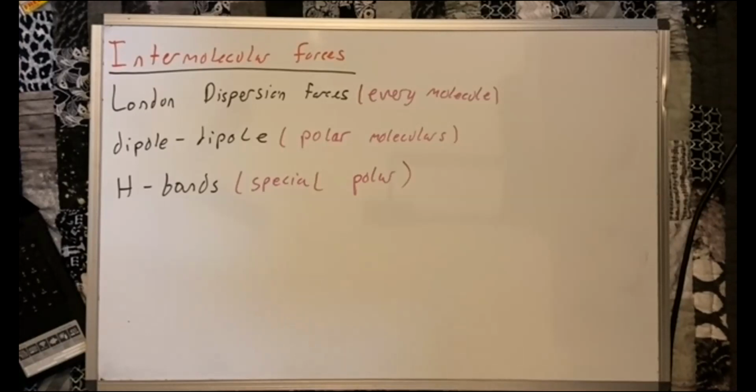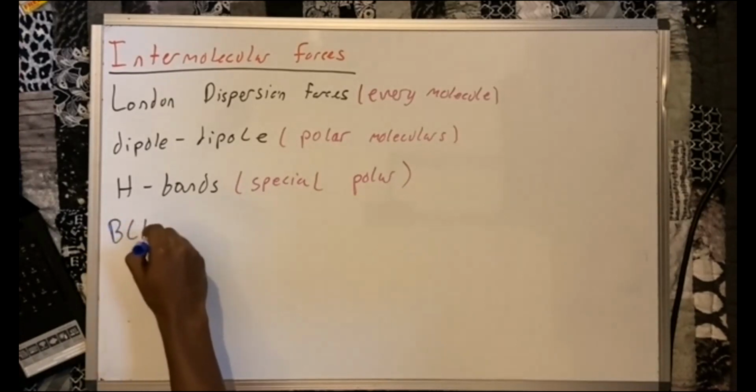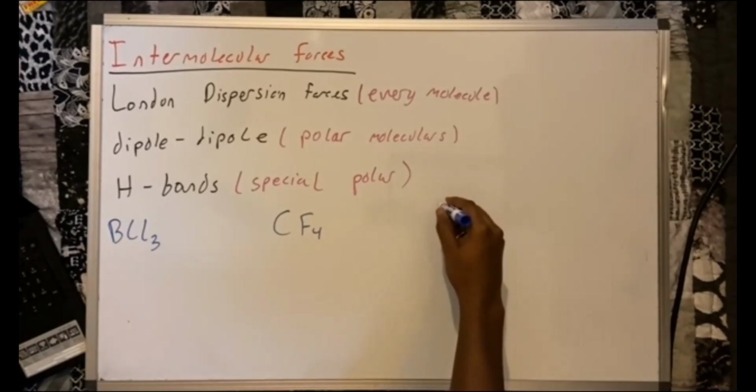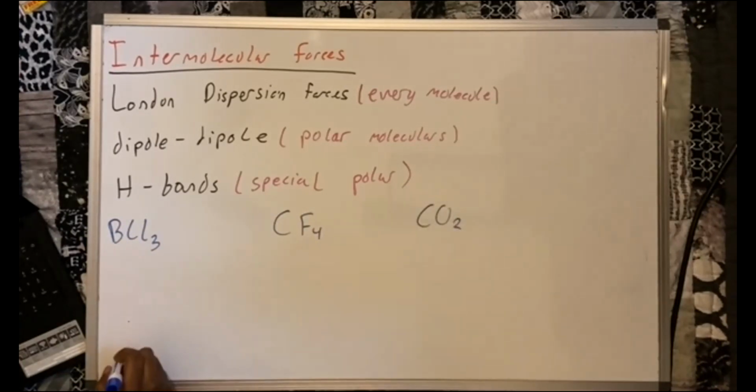Okay, so let's look at some molecules. I'm pulling these from the chapter 11 worksheet if you want to look. It's just the first question. It's asking specifically about which one has dipole, but we'll just look at all of them, see what has what. All right, so the 5 we'll look at is BCl3, CF4, CO2, Cl2, and then the NH3.